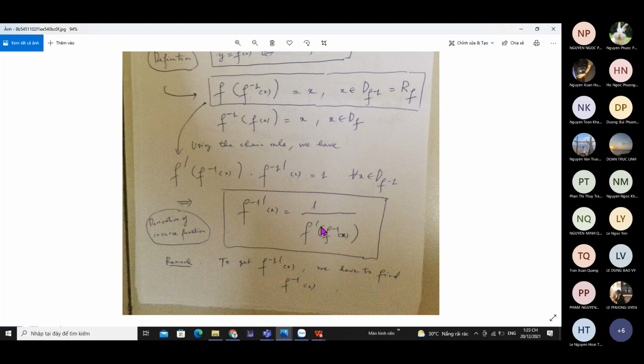Here, you have got f. You can evaluate the derivative of f easily. The key thing here is you have to determine f inverse of x. Okay, now let me give you an example. Let me change to another slide. Wait.